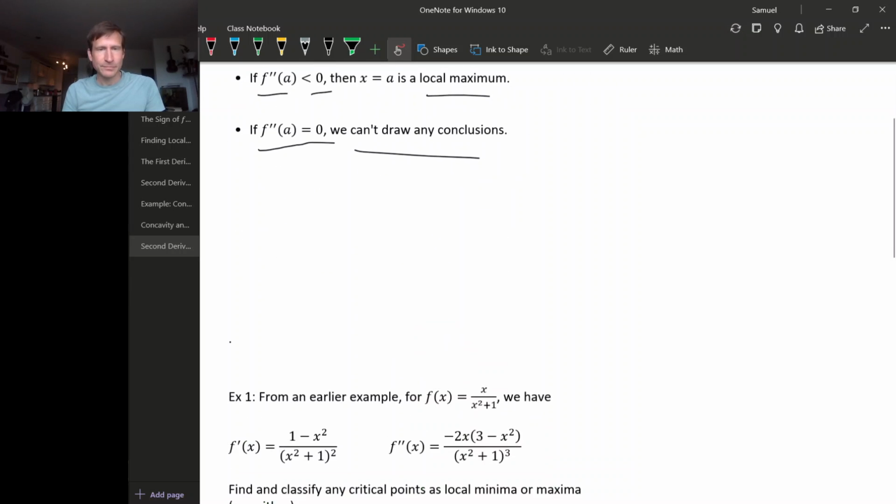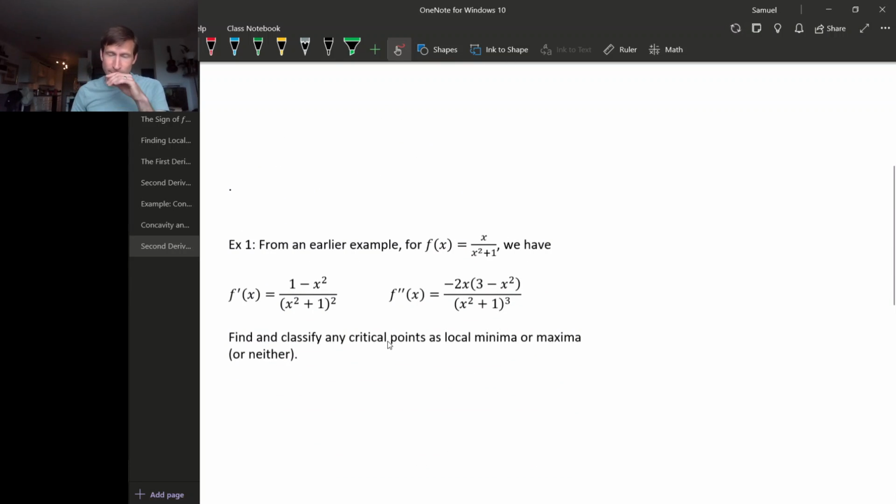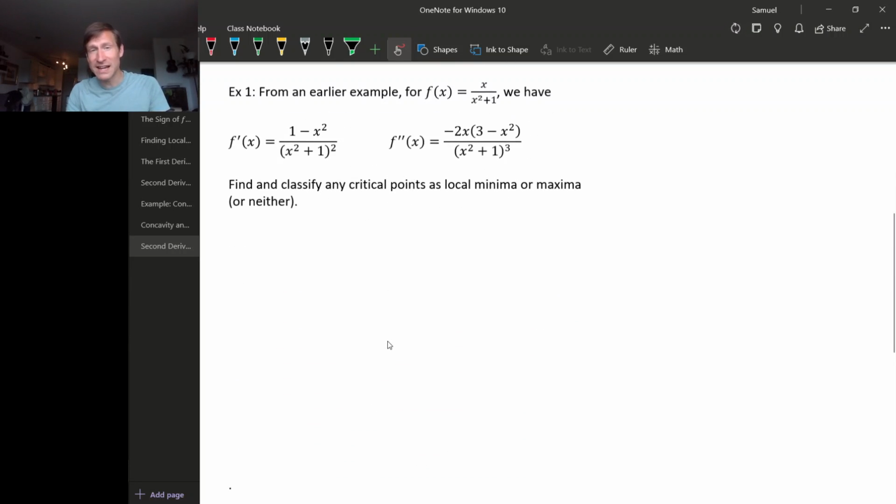Okay, so for our first example, let's come back to a function that we looked at in an earlier video. So x squared over x squared plus 1. Sorry, f of x is x over x squared plus 1. In the previous video, we calculated the first and second derivatives of this function. This is what we got for the first derivative and for the second derivative. So let's find and classify critical points as local mins or local maxes, or neither, using the second derivative test.